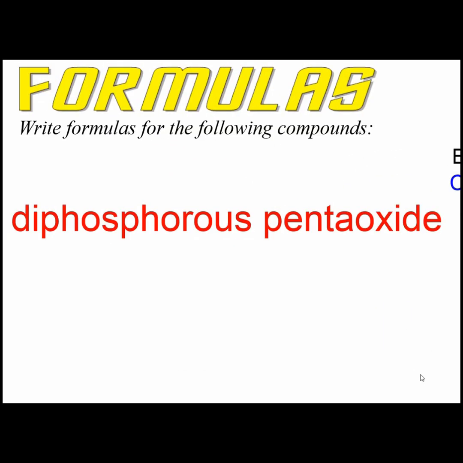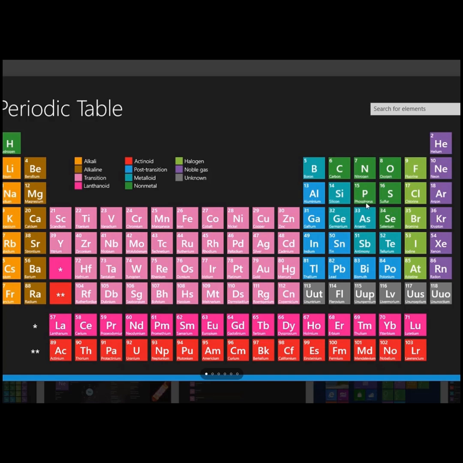So the next example, we're actually going to write a chemical formula using the name of the element. And in this case, the compound is diphosphorus pentaoxide. Anytime you see the Greek prefixes in both elements, that's a pretty good clue that it's going to be a covalent compound. If we want to be sure, we can check and see where phosphorus and oxygen are on the periodic table. Phosphorus is element number 15, oxygen is number 8.